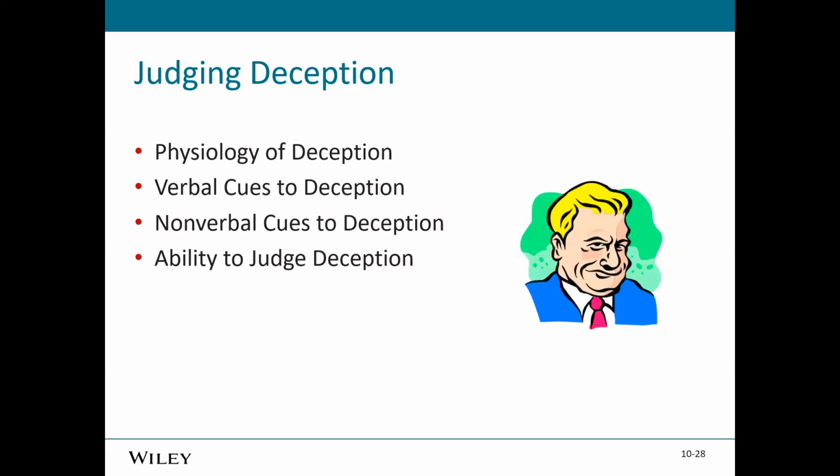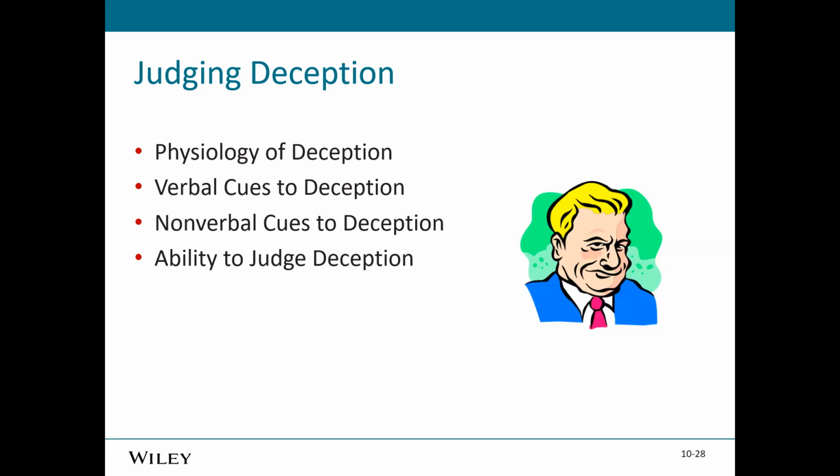And then last, judging deception. It's very difficult to tell when someone is lying to you, but I'm going to talk a little bit here about how you can judge deception. The first item here is the physiology of deception. Lying is going to produce stress on the body, and your body is going to try to relieve that stress. So there can be some verbal and nonverbal cues that we can pick up on as the body relieves that stress.